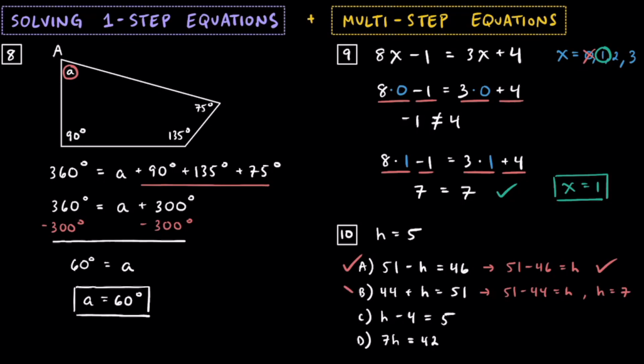So that's not the right answer, right? So that would be a different value. For this one, if we know h minus 4 equals 5, we should be able to say that 5 plus 4 is equal to h, but then you would find out that h is equal to 9. So that's not true. And for this last one, this one has multiplication in it. So if we know 7 times h is equal to 42, then we should be able to say that 42 divided by 7 is equal to h. So h would have to equal 6. So that's also not true.